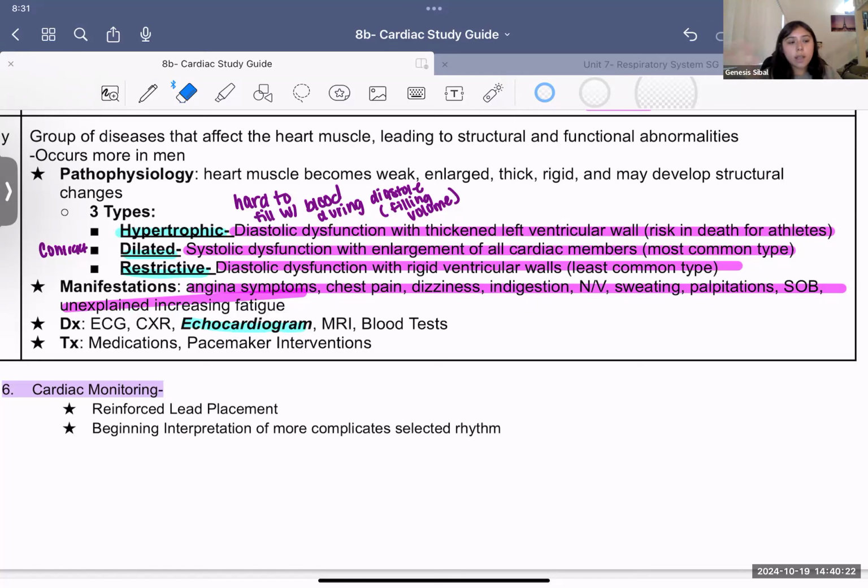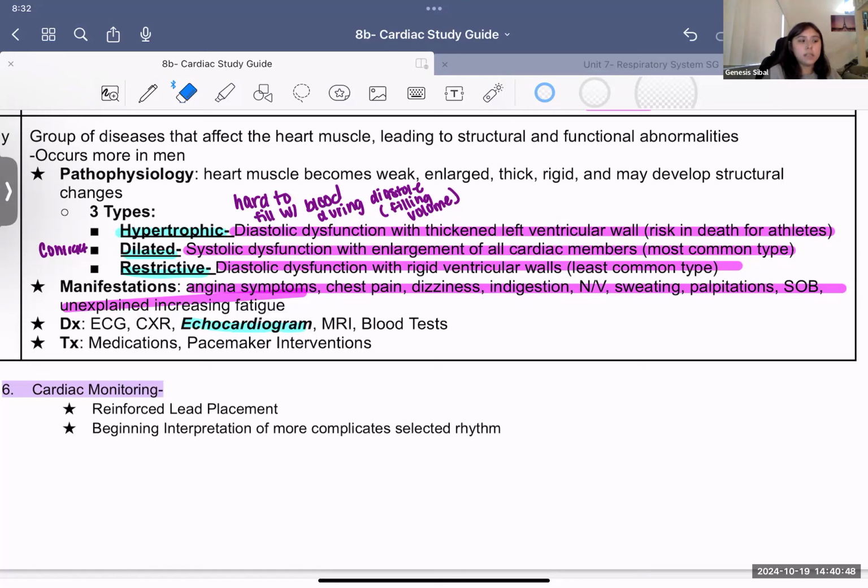And just know that this is a risk for sudden death in athletes. So usually you mostly see that one in athletes. The way that I would think about it is athletes are hyper. In terms of dilated, now you're talking about systolic dysfunction, with enlargement of all cardiac chambers. This is the most common type. So I would just think about it like dilation, that's usually the most common type.